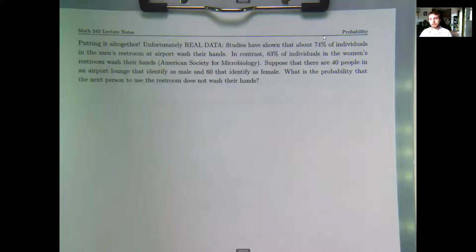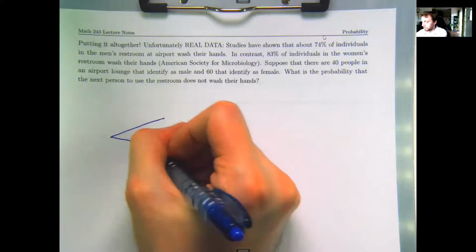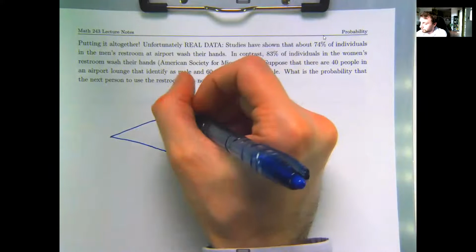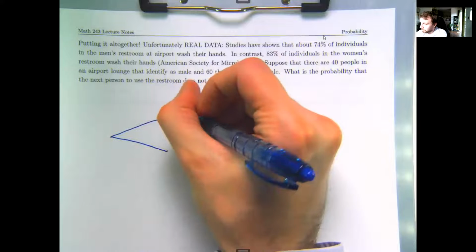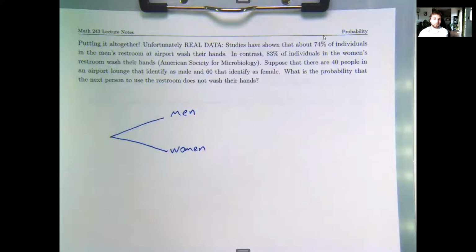I think it would be really interesting to see what this would look like in a non-binary setting. That might be some probabilities worth examining. What is the probability that the next person to use the restroom does not wash their hands? I'm looking in my head and I'm just sort of thinking about what could happen here. And this feels like a sequence of events because the next person is either going to go into the men's or the women's restroom.